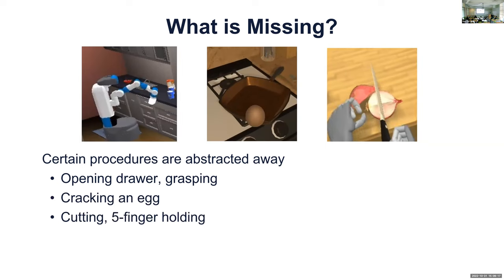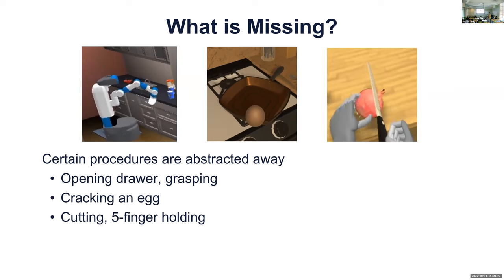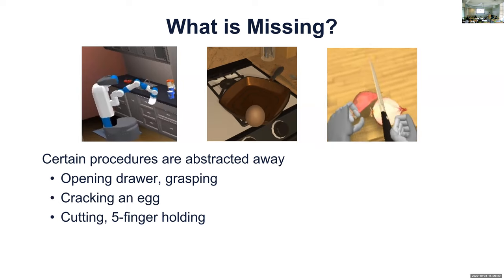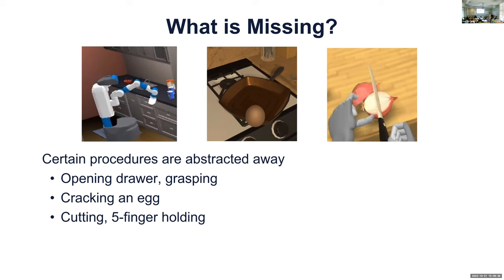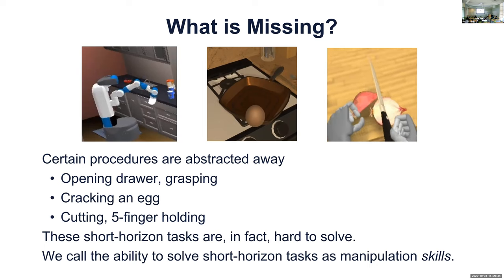And the third example, the behavior demo, which is actually their official website demo, there should be a five finger hand to hold a knife, but you don't actually see them holding it. And then as the knife is approaching the onion, it just separates by itself. So we see that certain parts are abstracted away. And these are the short horizon tasks. And in fact, they're pretty hard to solve.